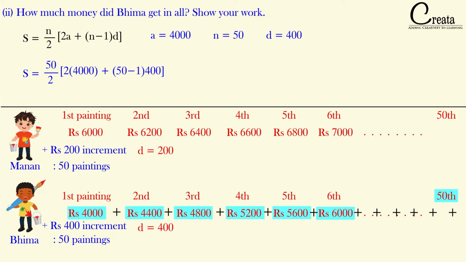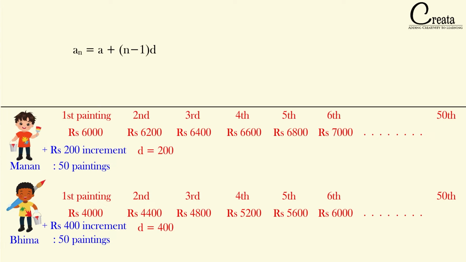Let's put all the terms. On solving, we got the addition as 6,90,000 rupees. It means Bhima will get in totality 6,90,000 rupees for 50 paintings. A good amount he will get. Okay. So we are done with part 2. In the first part, we have used this formula. In the second part, we have used this formula. Let's go to part 3.